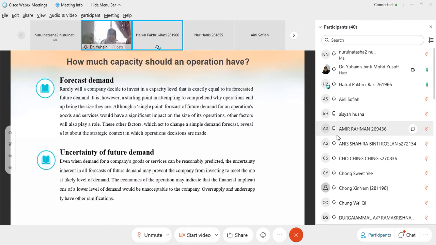The uncertainty inherent in all forecasts of future demand may prevent the company from investing to meet the most likely level of demand.